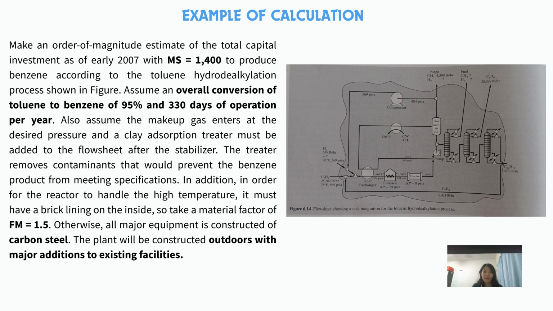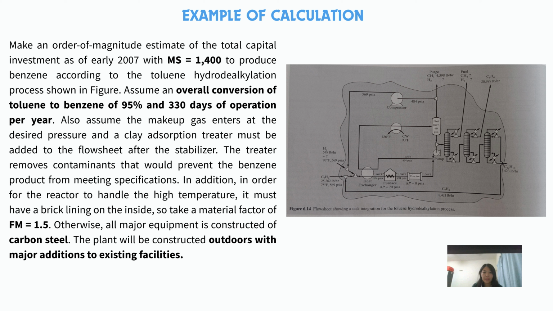And this is an example of calculation using method 1. Make an order of magnitude estimate of the total capital investment as of early 2007, with MS equal to 1,400, to produce benzene according to the toluene hydrodealkylation process shown in the figure. Assume an overall conversion of toluene to benzene of 95% and 330 days of operation per year.